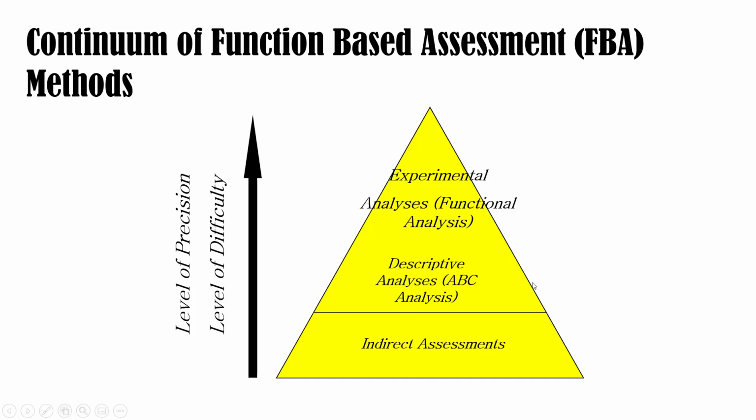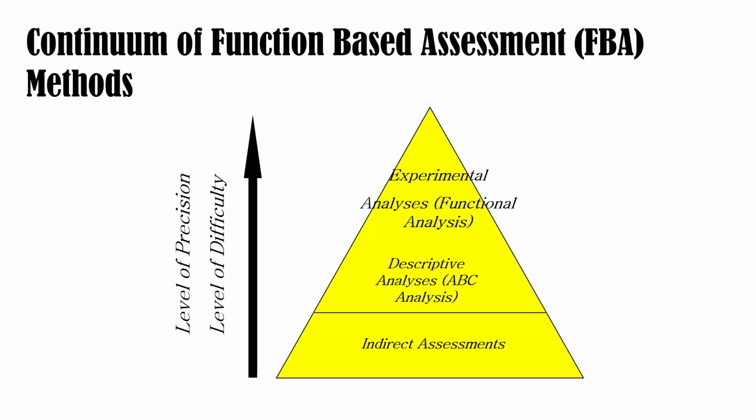However, if there's any inconsistencies between your hypothesis and your indirect assessments, and your hypothesis with your descriptive analyses, then you really want to go up to this last and final level, which is your experimental analysis, or conducting what we call a functional analysis. In a functional analysis, you're actually manipulating variables in the environment and evaluating the effects on behavior. Because you're manipulating variables in the environment, you can actually correctly identify the function of the behavior.